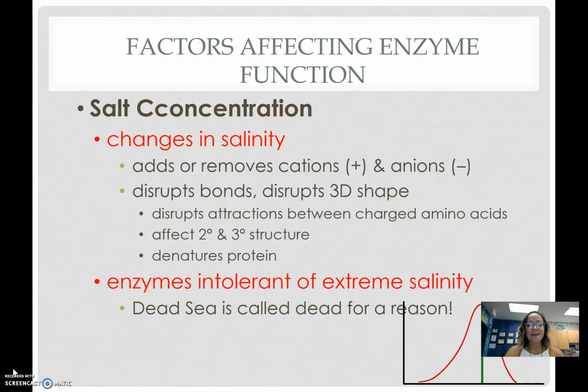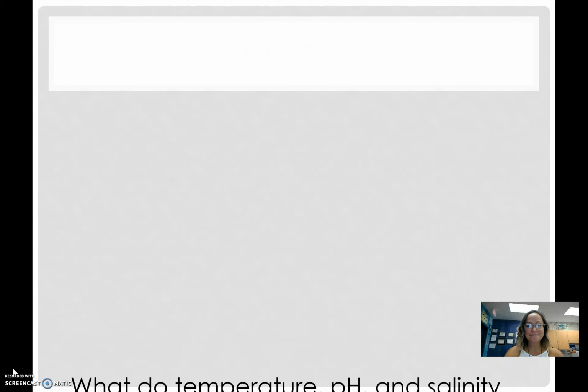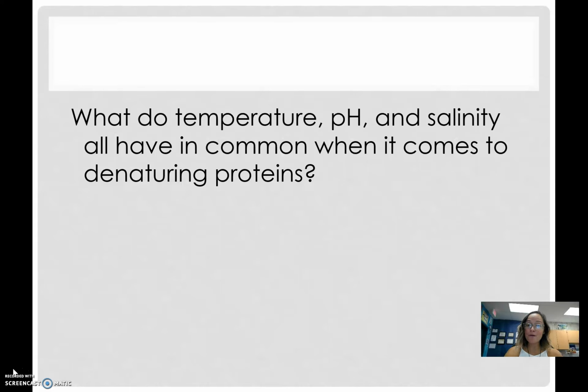All right. Okay. So let's go ahead and think about what they have in common. A change in temperature, a change in pH, a change in salinity. What do they all have in common? Like, what do they do in terms of denaturing proteins? All right, and that gets to be summarized in your box number 6.